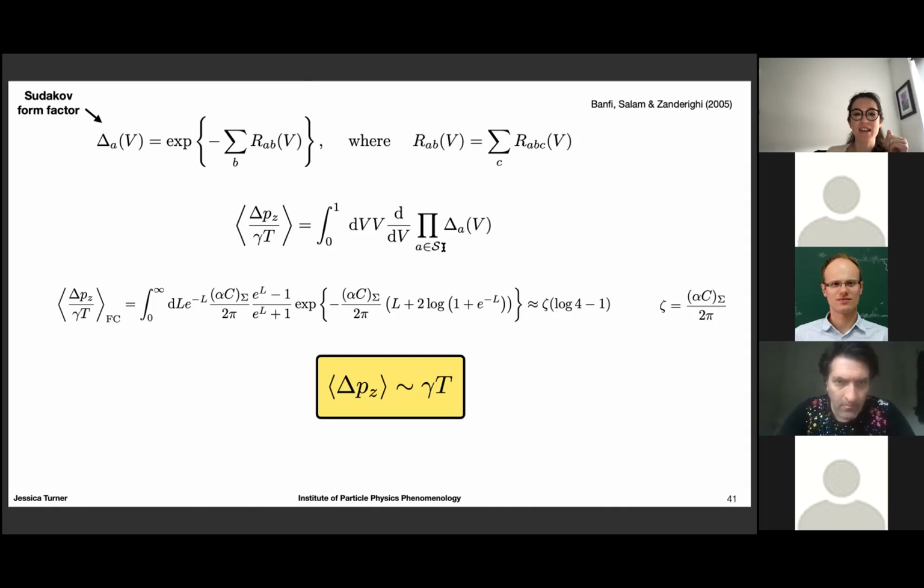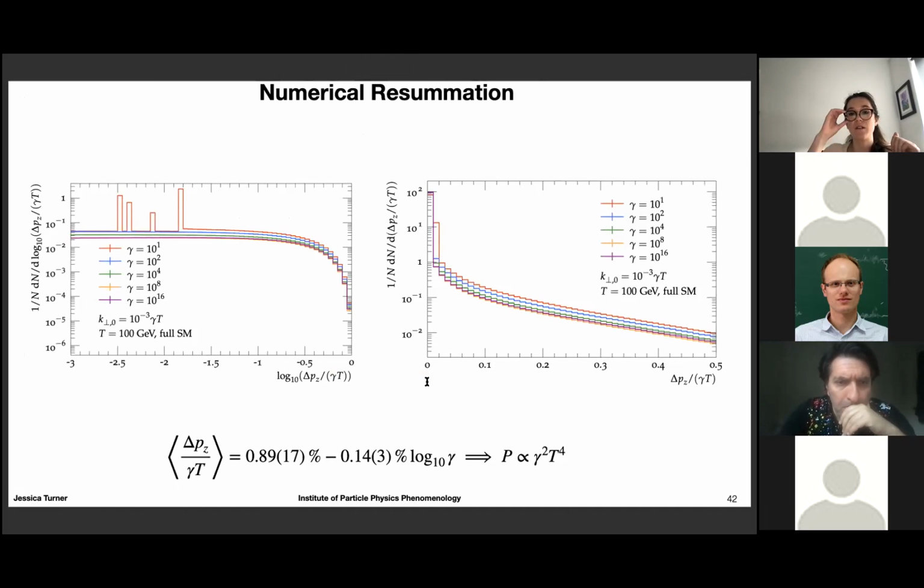And once you perform the second integration, what you'll find is that this average transfer at fixed coupling, obviously in analytic resummation you can't run the coupling, is proportional to some small number that's sensitive to whatever coupling was of the splitting. And what you find is that since we've normalized delta pz to gamma t, I can take this small coupling, multiply it by gamma t, and I find that the average momentum transfer is of order gamma t. So taking the same physics and performing a particle shower, we find the same results.